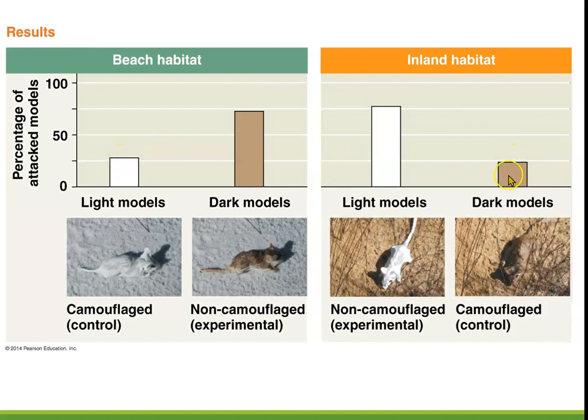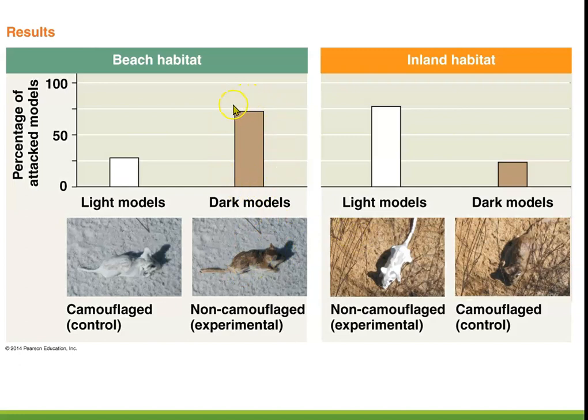Similarly, in the dark environment, the dark models were attacked about 25% of the time. So not zero, not zero. They were attacked a bit. Of course, right? The predators are able to identify their food products even when they're camouflaged. But those levels are much, much less than what we see in the non-camouflaged groups.